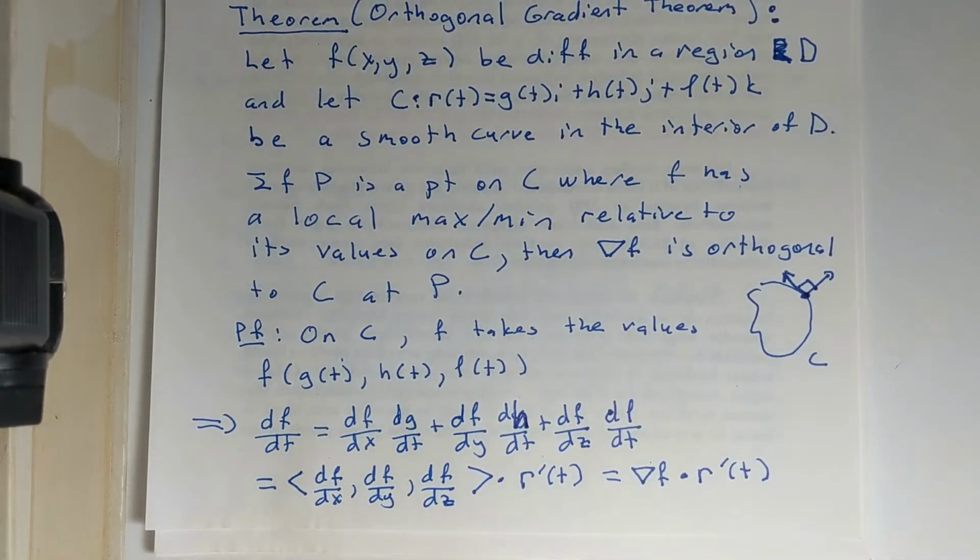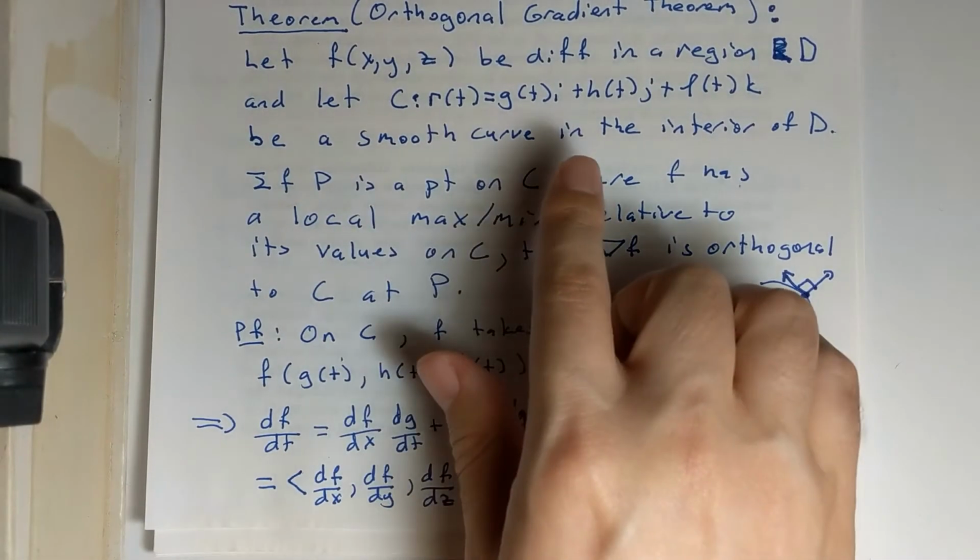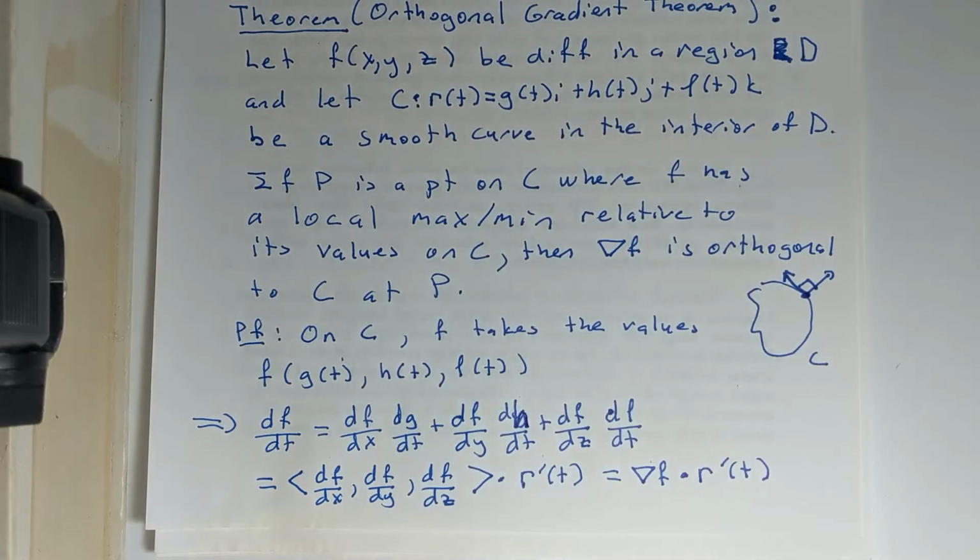So if we want to find the maximum and minimum values on the curve, and because the curve is parameterized with respect to t, we got its equation in terms of t, we want to look at df/dt. The df/dt has to be 0. So let's look at df/dt by the chain rule: df/dx times dg/dt, plus df/dy times dh/dt, and finally df/dz times dl/dt. That's just the chain rule.